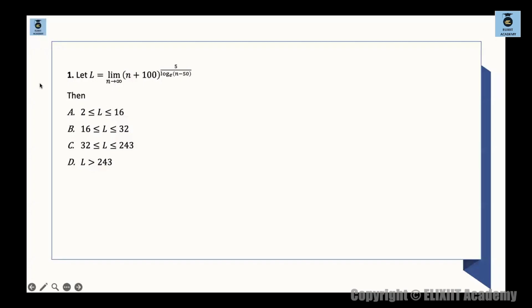So what is the logic for these kinds of questions? Always first you need to see the form. Limit n tends to infinity, (n plus 100) raised to the power of 5 upon log of something is given. So look at the form: as n tends to infinity, this will tend to infinity. And this quantity, 5 upon log of (n minus 50): as n tends to infinity, the quantity below will tend to infinity, and 5 upon infinity will tend to 0. So this is of the form infinity raised to the power of 0.